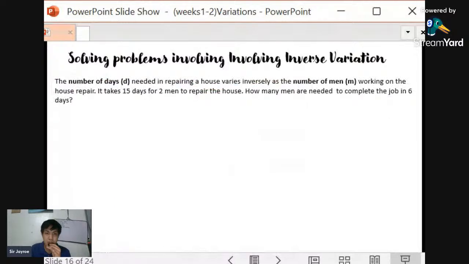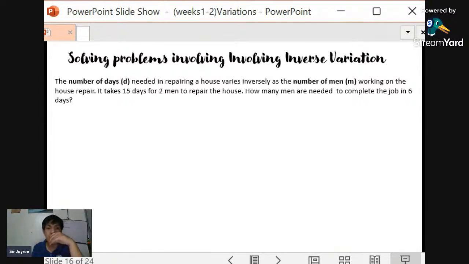Here. Now, so we have a word problem. So medyo maliit yung ating screen. At I hope nababasa niyo pa rin yung ating... Wait lang. Okay. So the number of days needed in repairing a house varies inversely as the number of men working on the house repair. Okay? It takes 15 days for 2 men to repair the house. The question is how many men are needed to complete the job in 6 days?